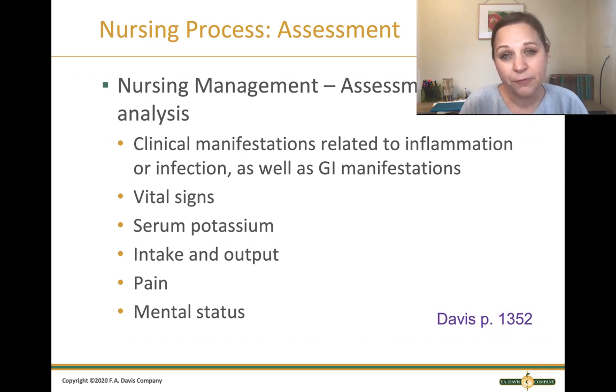We're going to be assessing for pain, because diverticulitis is an inflammatory infected situation, which is going to cause abdominal pain. And we're going to assess mental status, because remember, those older adults may manifest with things like confusion and altered mental status rather than the classic signs of infection.